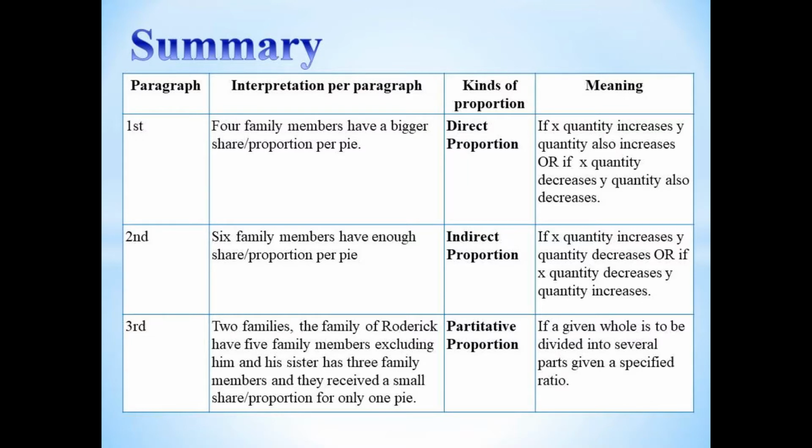On the third paragraph, 2 families conjoin in just one budget. This is an example of partitive proportion, wherein a given whole is to be divided into several parts given a specified ratio.